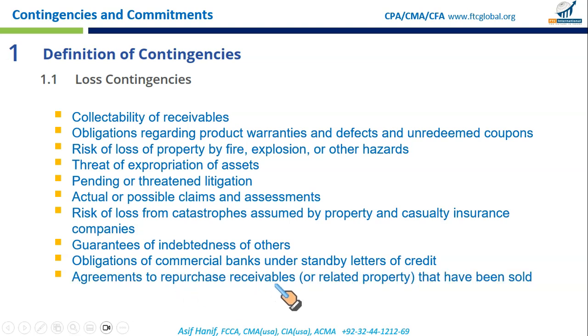Agreement to repurchase receivables. We sell $500,000 in invoices to a factoring company, but we agree to repurchase any uncollected amount, so we may be liable for that. Environmental damages. Maybe our company might be required to pay a certain amount of money if there is an oil spill. So all these are loss contingencies, meaning probable losses whose occurrence depends upon some future event.